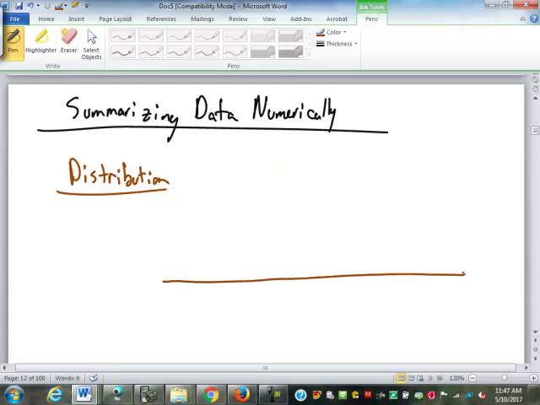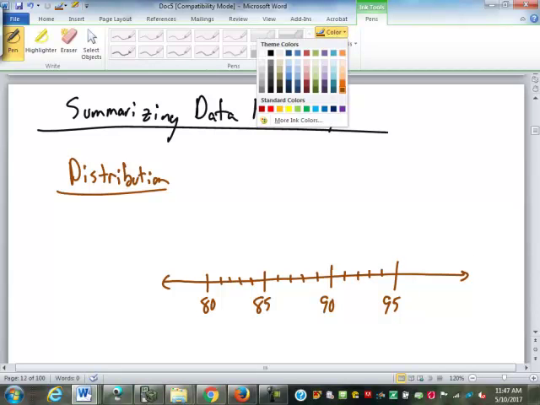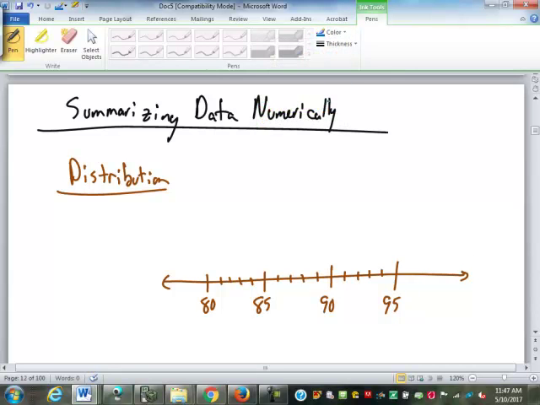So let's say we're looking at test scores from the last test. And let's say the lowest score is 80 and the highest score is a 95. So those test scores are distributed from 80 to 95. Let's say I grade the first test and the score is an 87. So I'm just going to put a dot above the 87. This would be called a dot plot. I'm just plotting dots on the number line above the values for the data points.